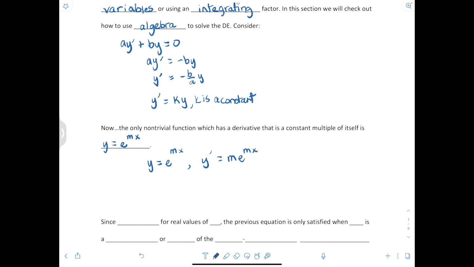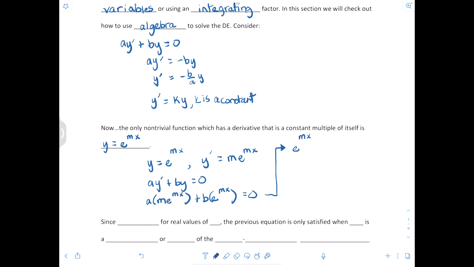And then if you go from the formula we were using before, ay prime plus by equals 0 would give us a times m e to the mx plus b times e to the mx is equal to 0, which we could rewrite after factoring out e to the mx as a times m plus b as our other factor equal to 0.